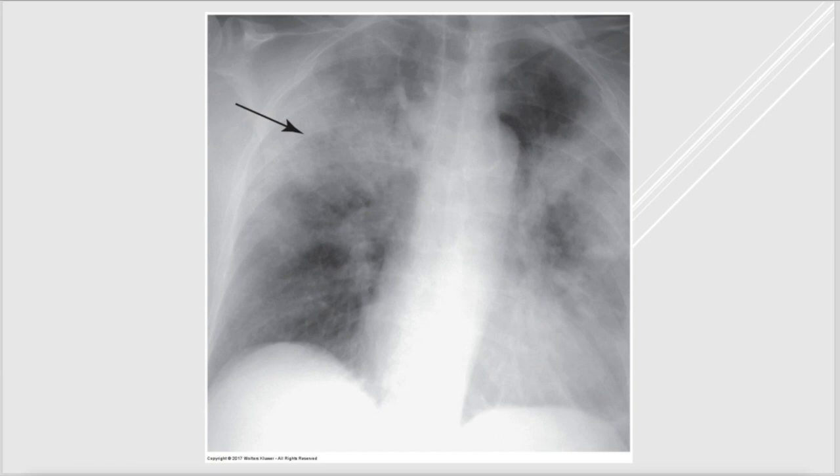So common causative agents here. The number one causative agent in lobar pneumonia in adults is Streptococcus pneumoniae.